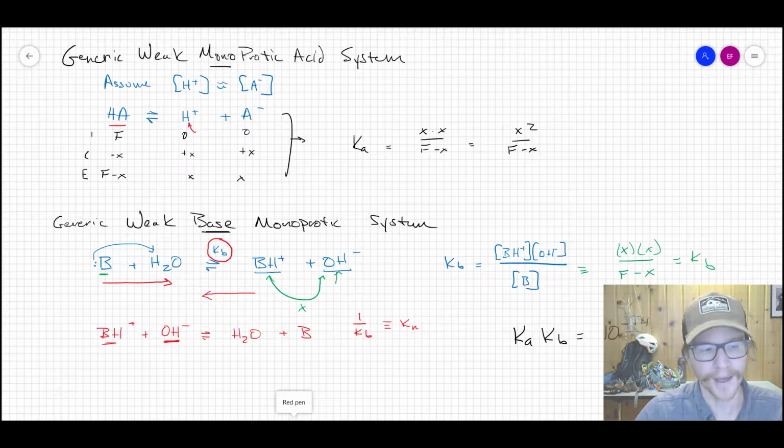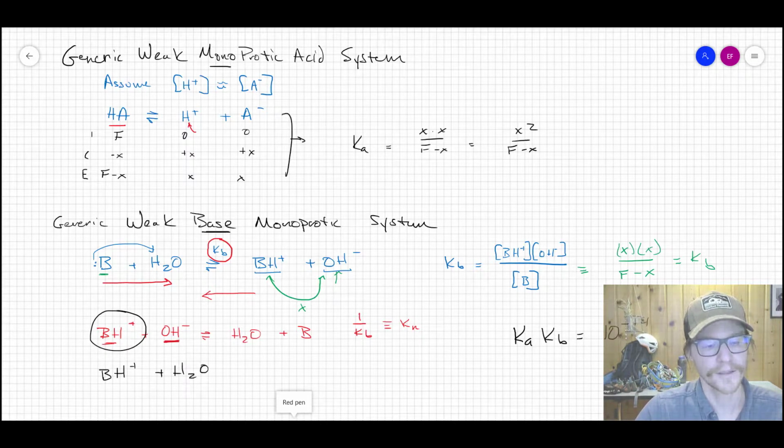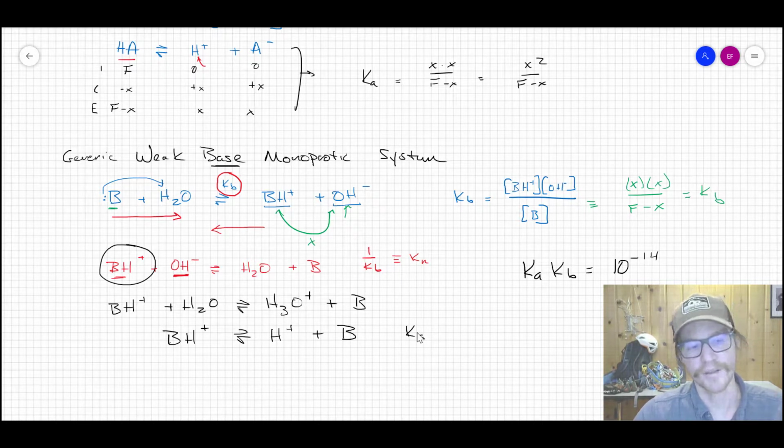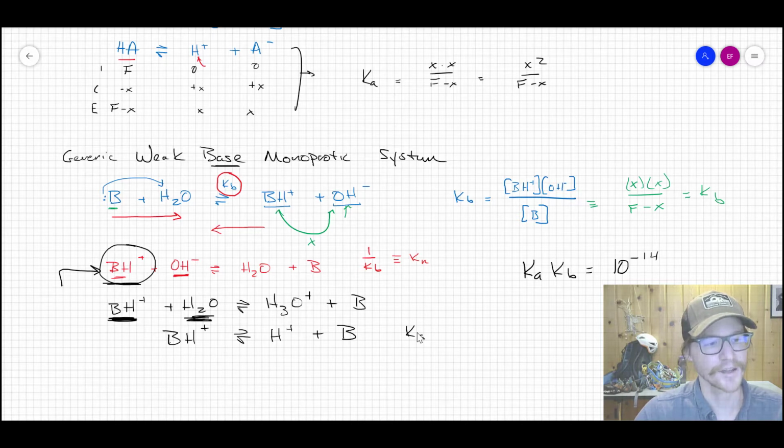Well, the Ka for BH plus would be BH plus water makes H3O plus base, which would also be the same thing as just simply BH plus proceeds to dissociate as H plus B. This would be Ka, which is different than what we had in this reaction, because here the protonated version of the base is reacting with pure water. In this case, the protonated version of the base is reacting with pure hydroxide. So those are two different things, right?